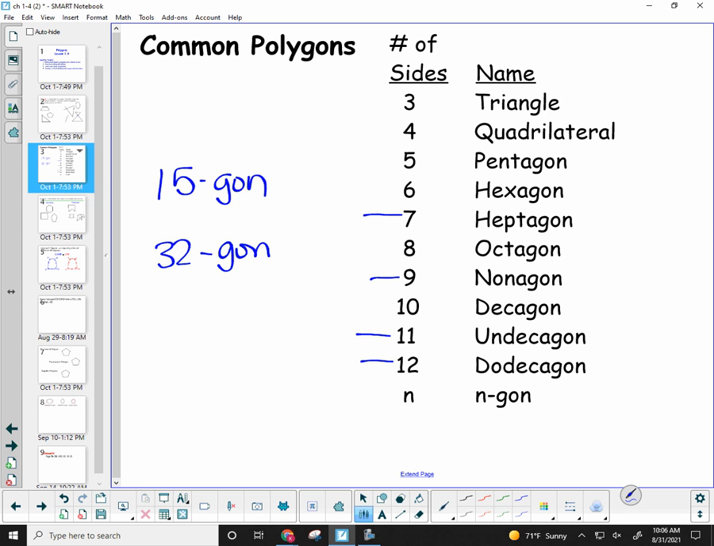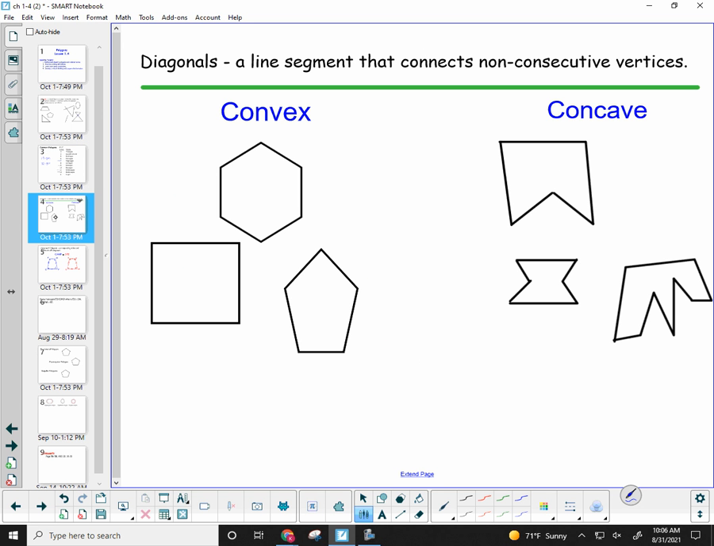All right, next thing we're going to talk about is concave versus convex polygons. So there are 2 different types. Before we can figure out how they're different, we need to learn about this thing called a diagonal. On your page of notes is a rectangle. If I ask you to draw a diagonal, draw your finger where you would draw a diagonal.